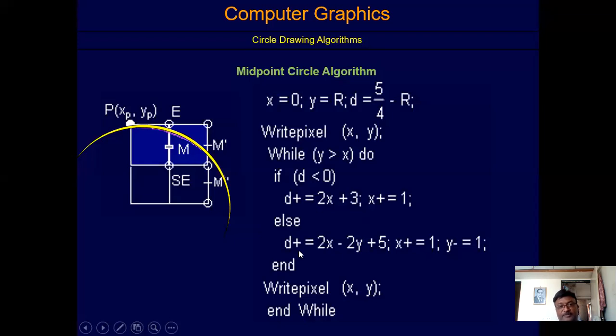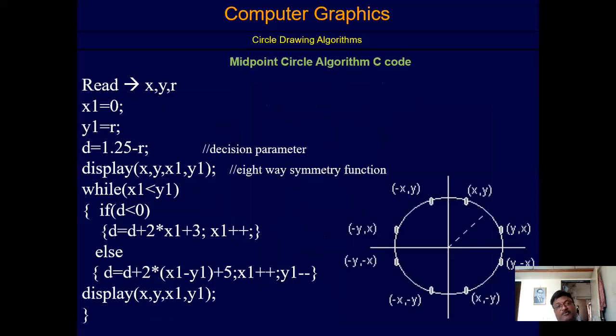Else d is equal to d plus 1, means what? The d is equal to d plus 2x minus 2y plus 5. Here again x increment, here y decrement. That is in the else part. End. This algorithm you have to end and right pixel. Which one? That is your display. That is a function. That is a symmetry function.